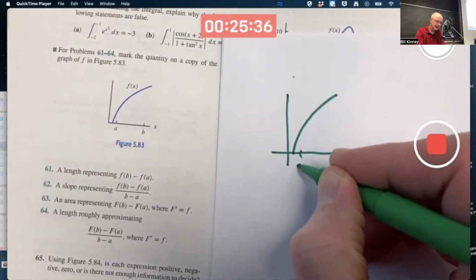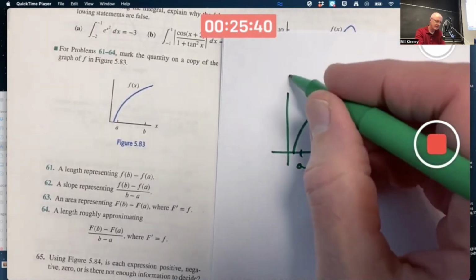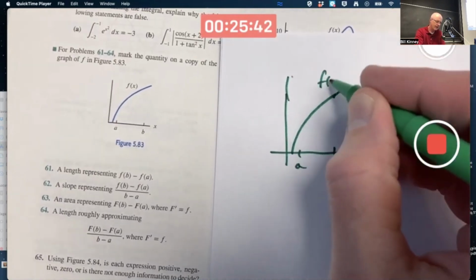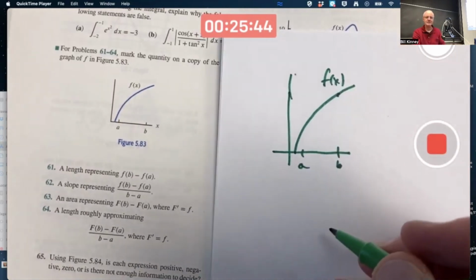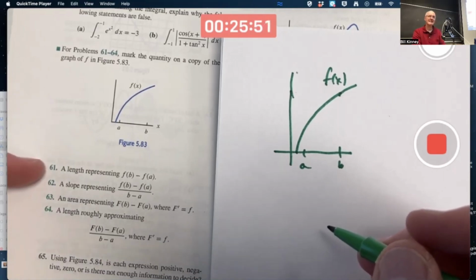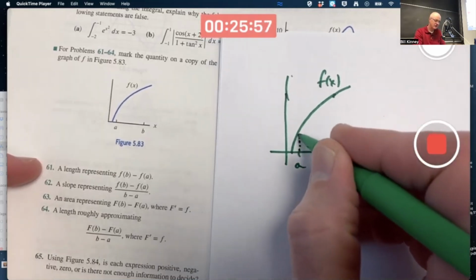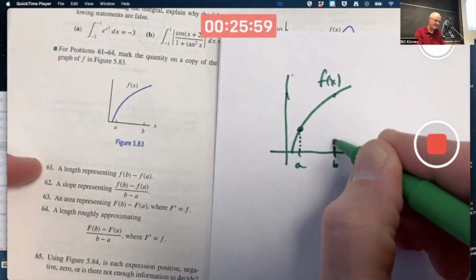Like this. Here's A, here's B. You can see this graph is increasing and concave down. It's a graph of some function f of x. Part A says, first of all, draw a length representing f of b minus f of a. You don't need any calculus for that. That's something you should have been able to do before this class.